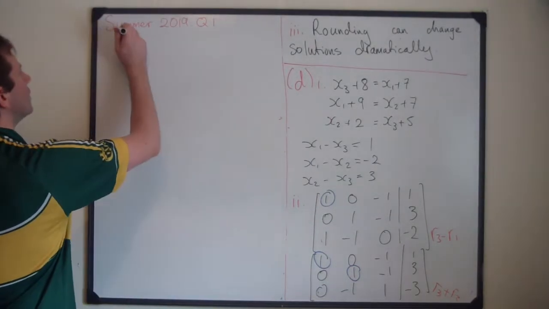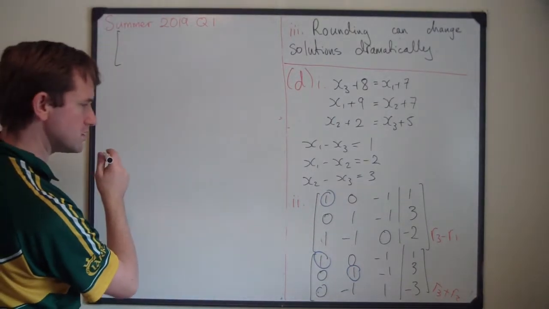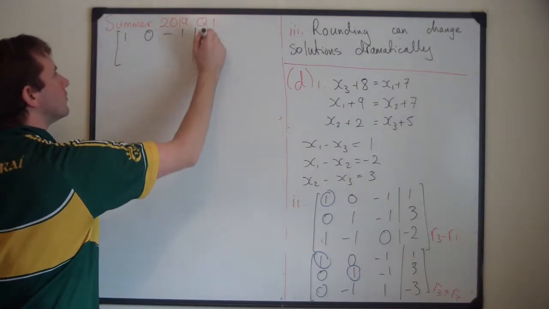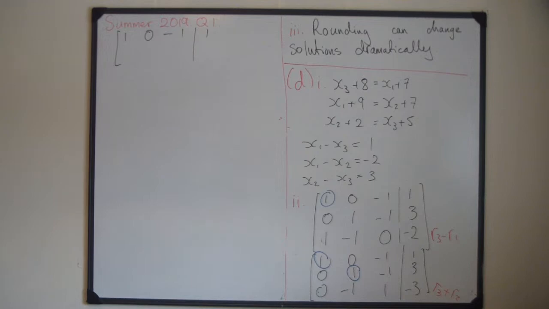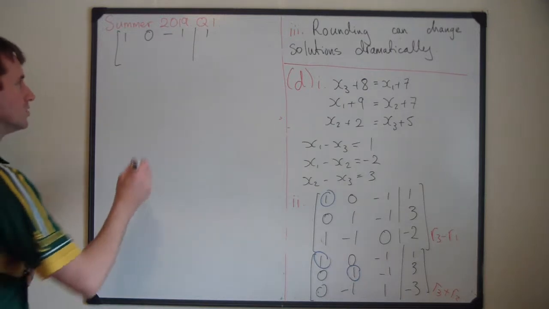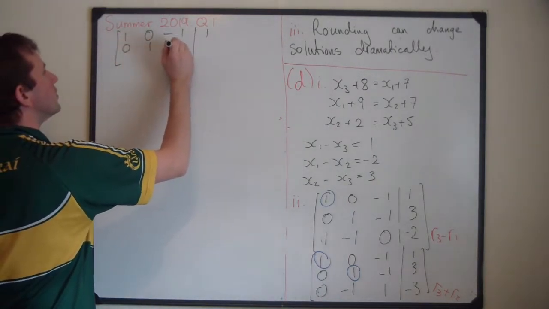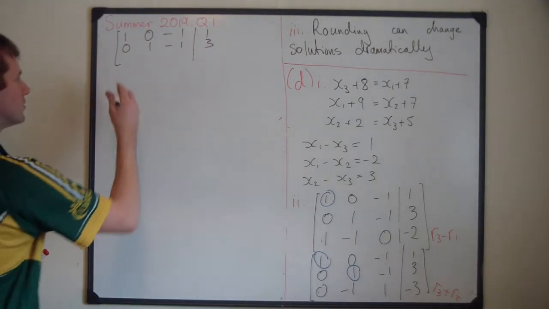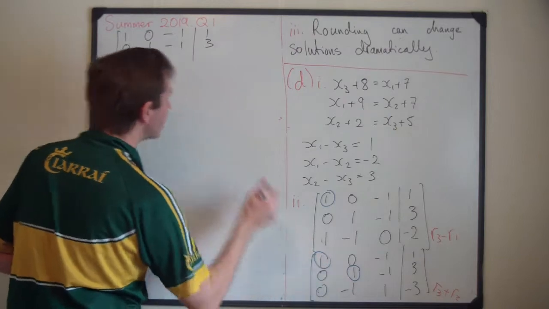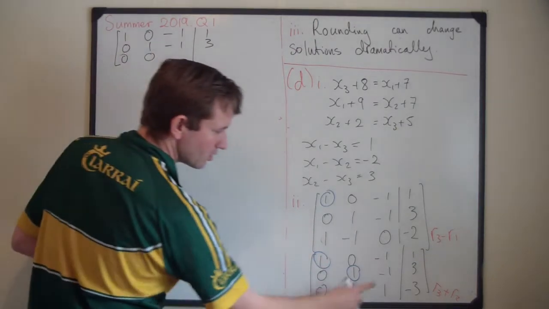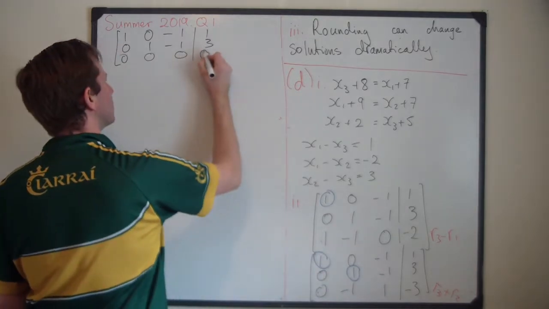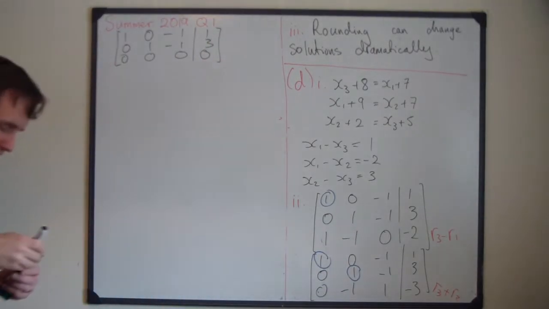So I get 1, 0, minus 1, 1. 0, 1, minus 1, 3. And then the next one, so 0 plus 0 is 0. 1 plus minus 1 is 0. Minus 1 plus 1 is 0. And 3 plus minus 3 is 0.